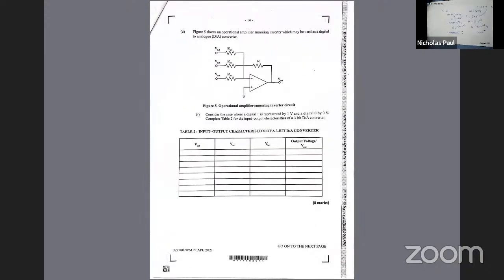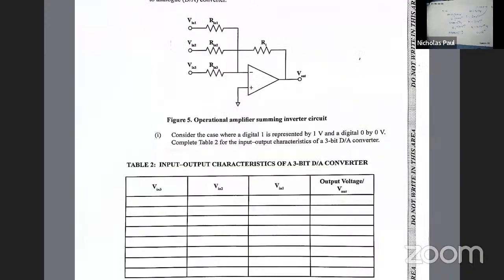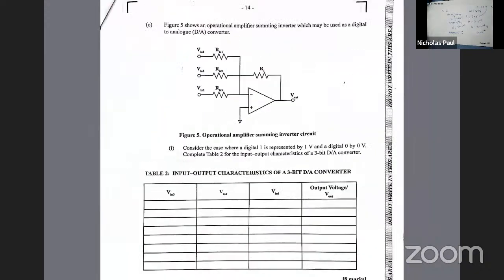We have a summing amplifier that could convert a digital signal to analog. Figure 5 shows an op-amp, an operational summing inverter, which may be used to convert digital to analog. So you're taking ones and zeros to give you an analog.